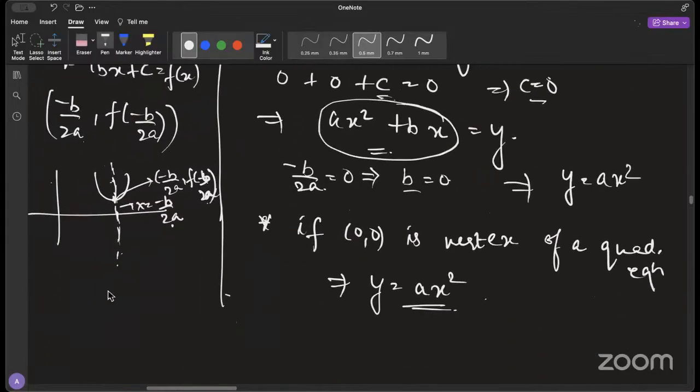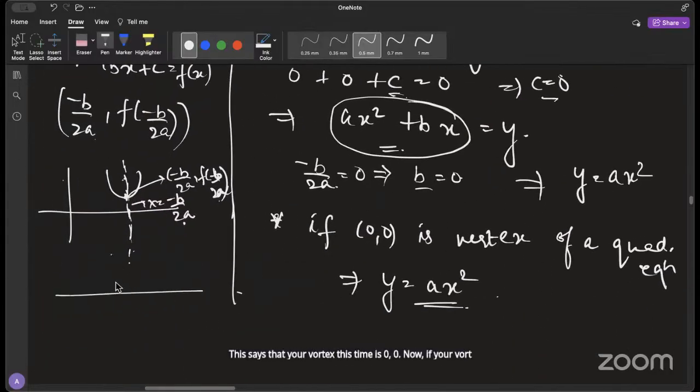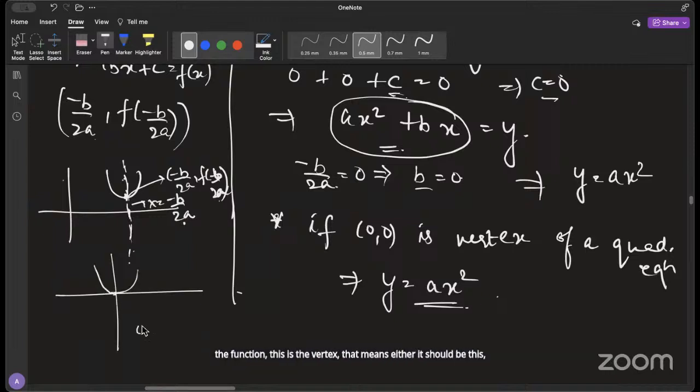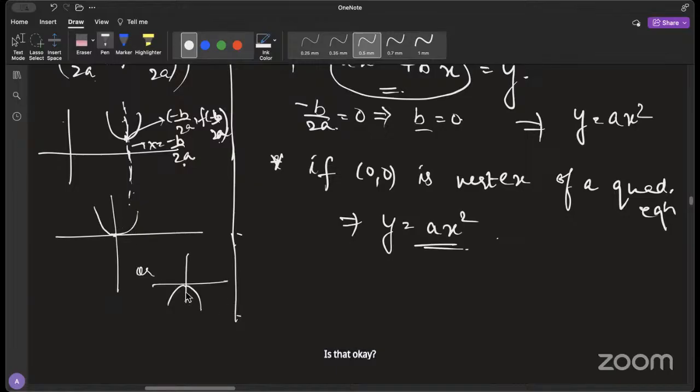This says that your vertex this time is 0, 0. Now, if your vertex is 0, 0, that means either it should be this or it should be this, right? Is that okay? Yeah. Now, what does this mean? How many roots do you think this is going to have? Both of these, doesn't matter. If a is greater than 0, then it looks like this. If a is less than 0, it looks like this. Because it intersects x-axis at only one point, that means it can only have one root, right? Which is x equals to 0. That's the only root possible for this function.